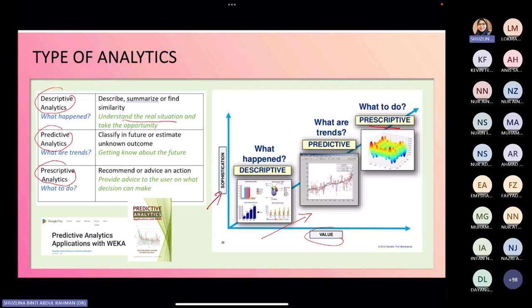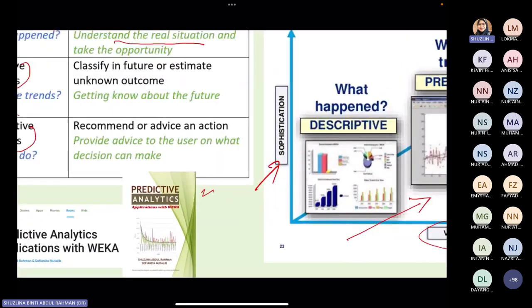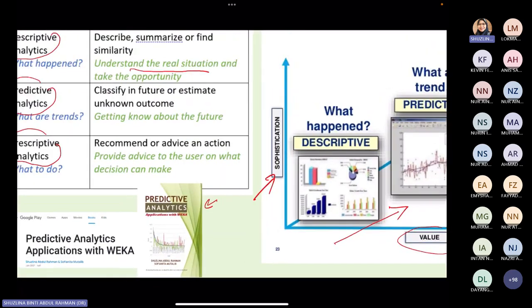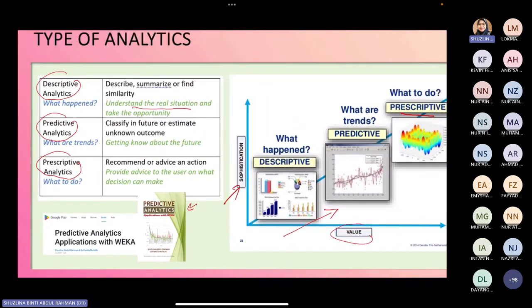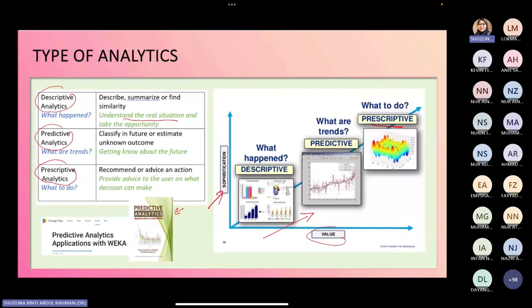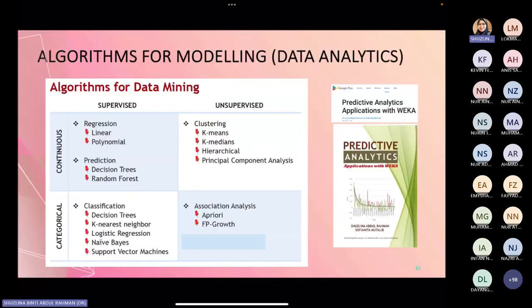These are the predictive analytics applications with Weka, which I authored with Dr. Sophie Anita. You can get it from Google Play to see how we describe and give examples of how to make use of Weka tools. I will go to the next one. This is another piece of information about the algorithms for modeling.